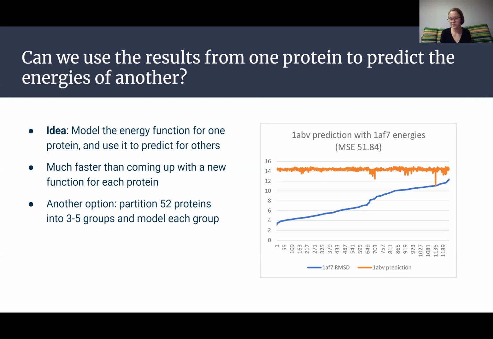It could be for a number of reasons. As we saw before, our approximations weren't really that great for the same protein itself that we were trying to model. So it's a little bit bold to hope that it would work for other proteins as well. But a potential explanation is that some proteins have shared characteristics with each other. So maybe we need to split the proteins up into 3 to 5 groups and model each group individually with its own energy function. That's one potential avenue that we could take with this. But as of right now, we're not getting great results.